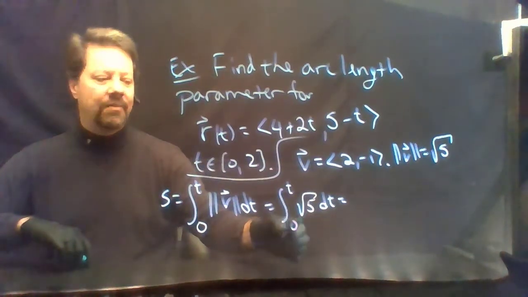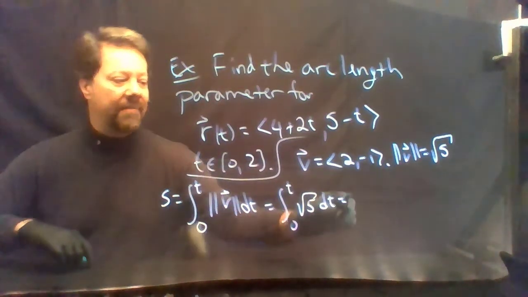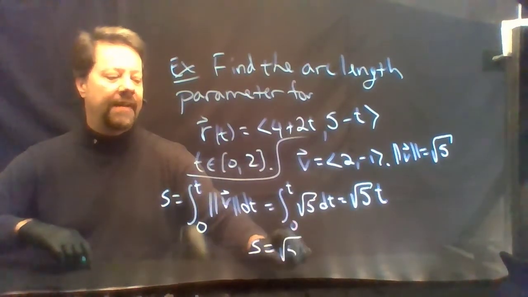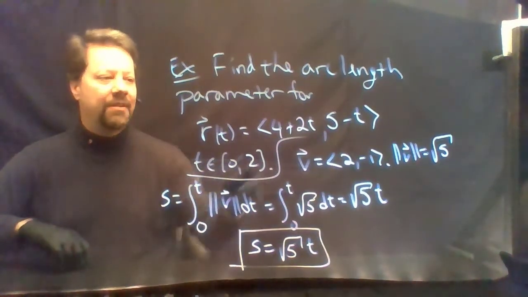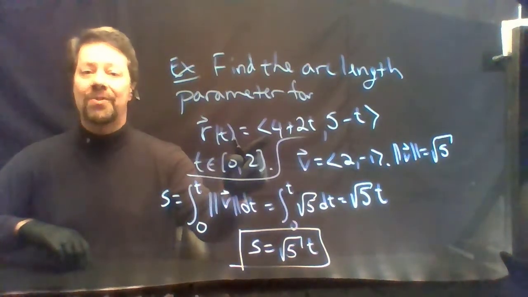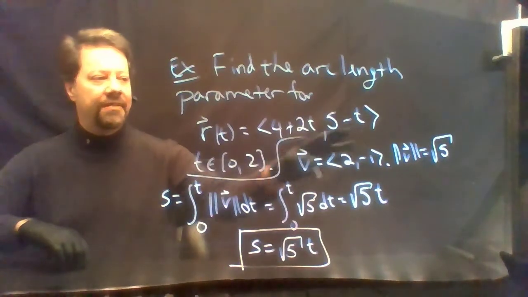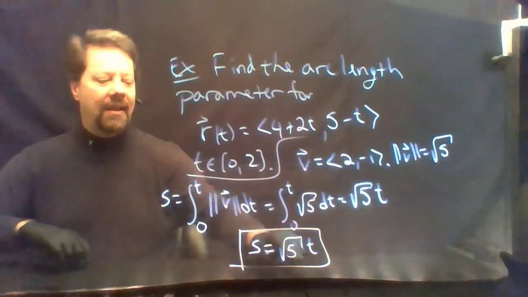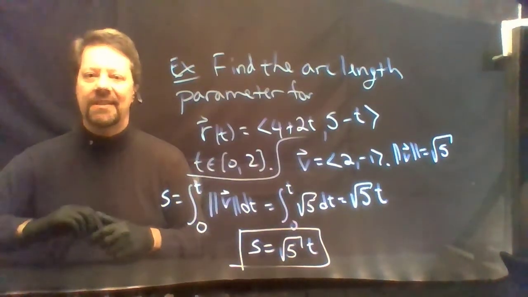The square root of 5 being constant, we simply multiply by the length of the interval. The length of the interval is t minus 0, or just t. So we have the square root of 5 times t. The arc length is root 5 times t. On this particular problem, you might be able to see that this position vector gives you the path of a straight line segment between 0 and 2. Since the curve is parameterized in this way, it's being traversed at a constant speed, and the total distance that you've traveled is that speed times how much time has elapsed.